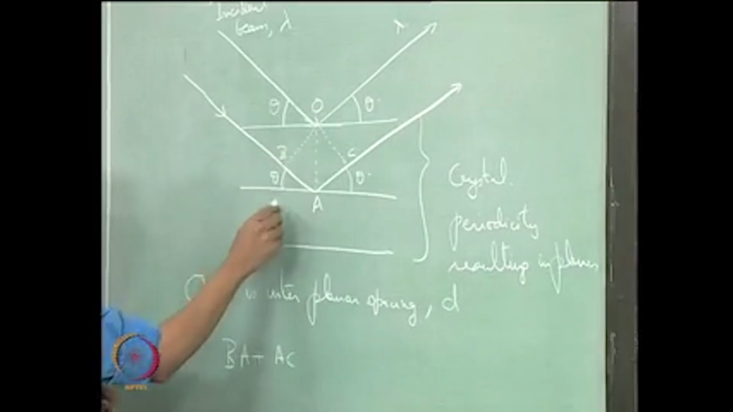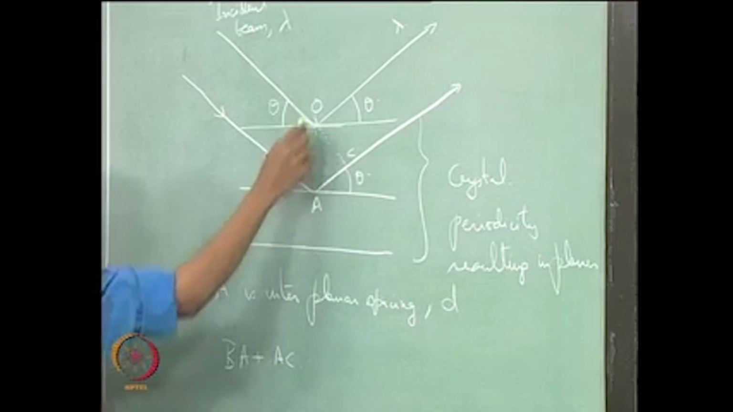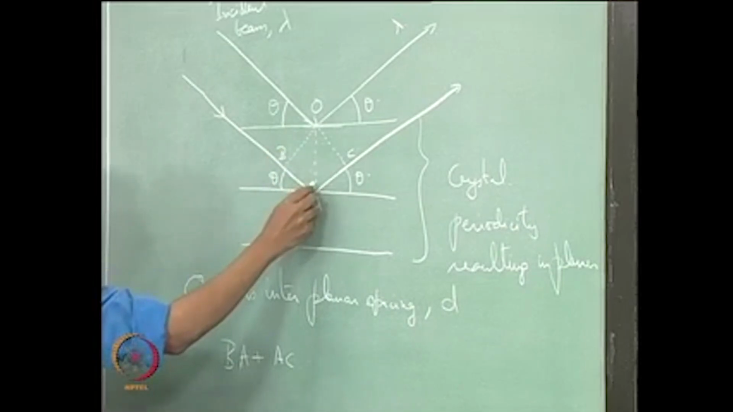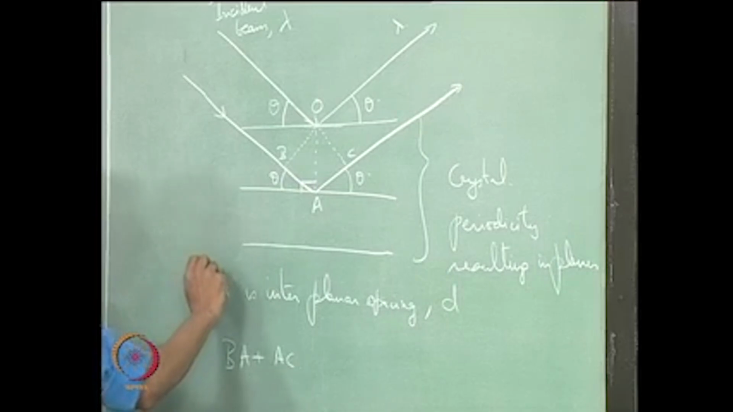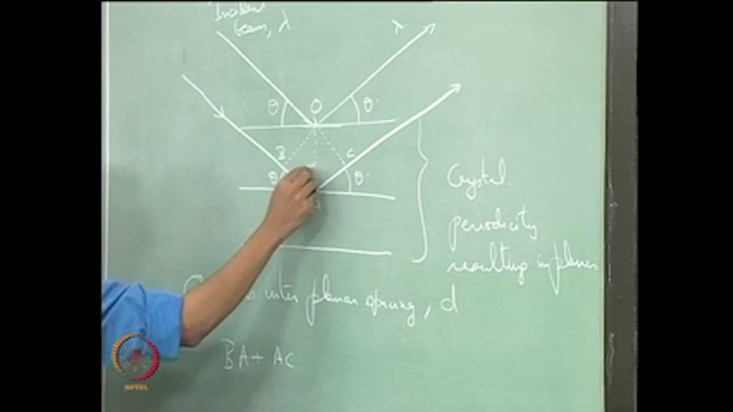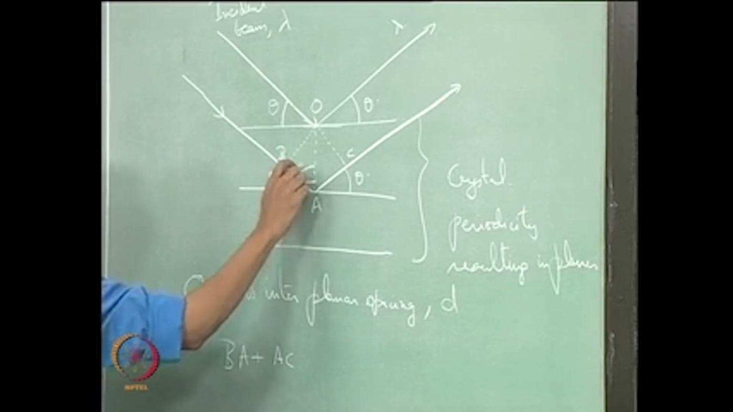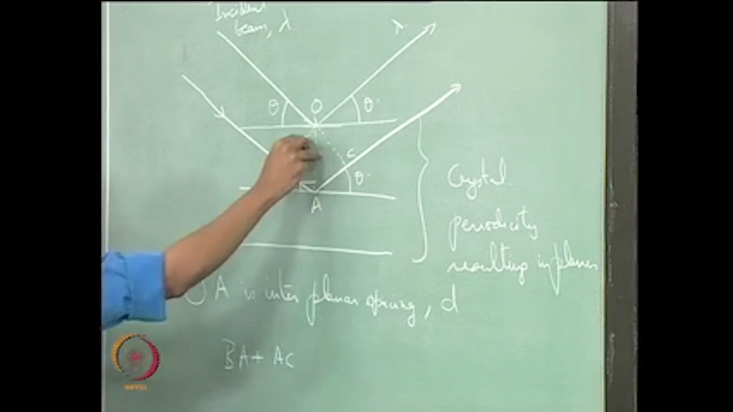Since this is theta and this is 90 degrees, this line has got to be perpendicular to them, only then this is the spacing. So this is 90 degrees, and this is 90 minus theta. This is theta, so therefore this alone is 90 minus theta, and therefore this is theta.